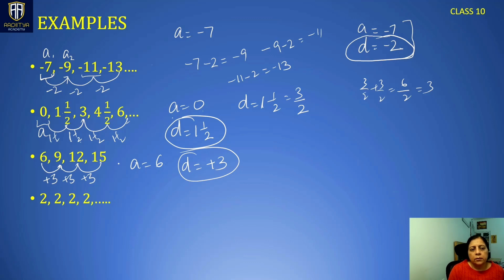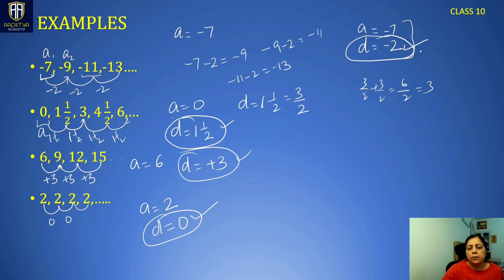Right? Next is 2, 2, 2. Here your first term is 2, and what should be added to 2 to get 2? It is 0. What should be added to get another 2? It is 0. So here the common difference is 0. Still, this is called an AP. So the value of D can be 0. It can be positive, a positive fraction or a negative fraction, and it can be a negative number. All these are examples of arithmetic progressions.